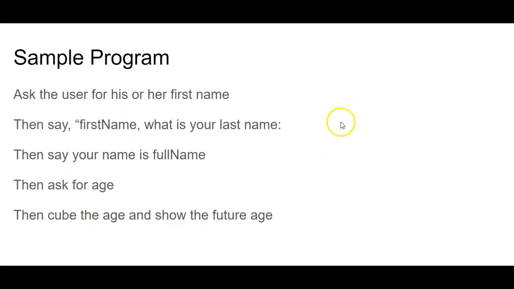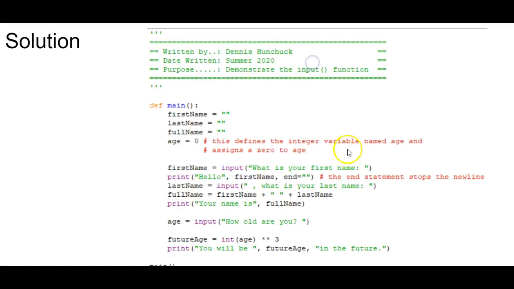So a sample program, we'll ask the user for his or her name, then we'll say first name, what is your last name, and then say your name is. So for example, what is your first name? And we type in Dennis, and then it says, Dennis, what is your last name? And then you type in your last name, so Hunchuk. And then it's going to say, your name is Dennis Hunchuk. And then ask for the age, and then cube the age, and then show the future age.